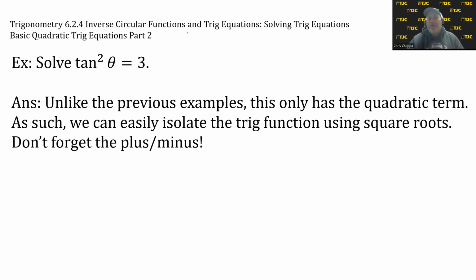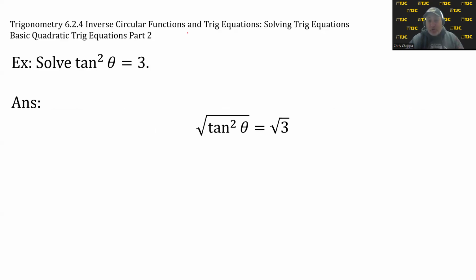This only has the quadratic term, so we can easily isolate the trig function using square roots. Don't forget the plus minus. We took the square root of both sides of this equation. Algebraically, that means we need to bring in a plus minus on one side. We'll bring it in on the right side. And of course, the square cancels the square root on the left. So we get tangent of theta equals plus or minus square root of 3. Now we have two separate linear equations: tangent of theta equals square root of 3, and tangent of theta equals negative square root of 3.